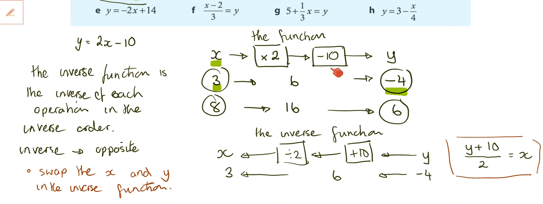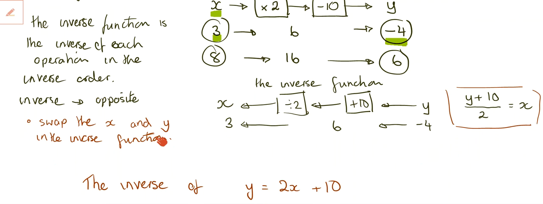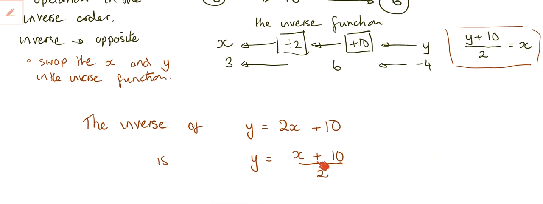Once you've worked out the operations and in what order they happen, you then do the inverse operations in the inverse order. Once you've done that function machine, you can write it out by putting y in, do this: y plus 10 divided by 2 gives you x. And the final step is to swap the x and the y. And that would be your inverse function.